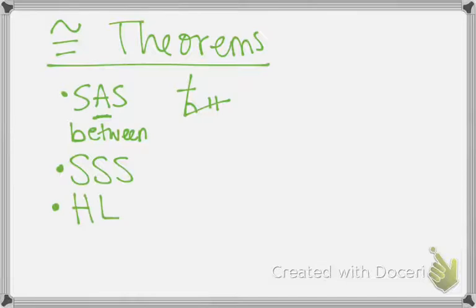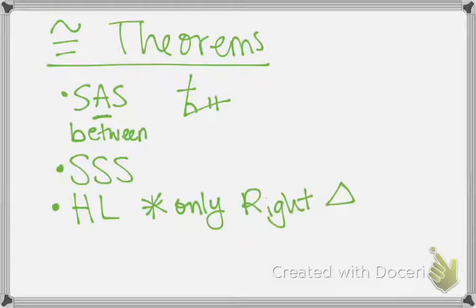Hypotenuse leg. We're talking about theorems that are theorems. Hypotenuse leg, when does it only work? In what kind of triangle? In a right triangle. Okay. This should actually be your first question when you see a right triangle. So if you have a right triangle, you should ask, is it hypotenuse leg? Because it most likely is.